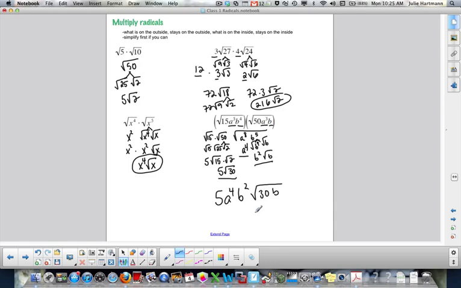Okay? Remember, keep track of what should be on the outside, what should be on the inside. Make sure you don't forget a step along the way.